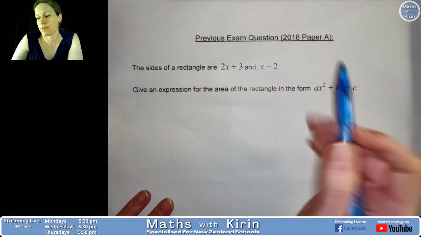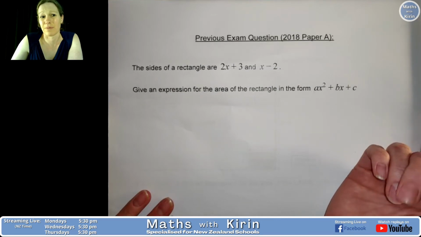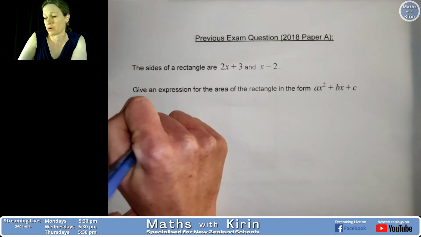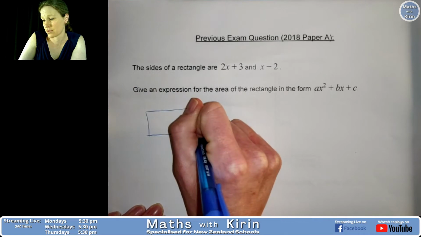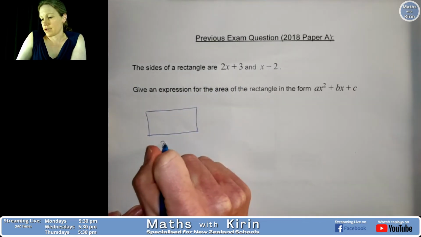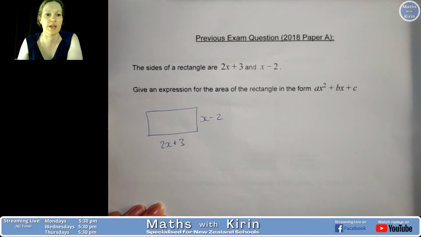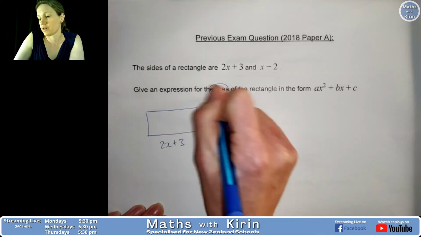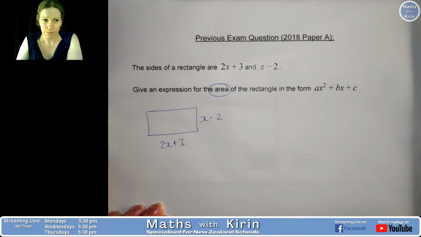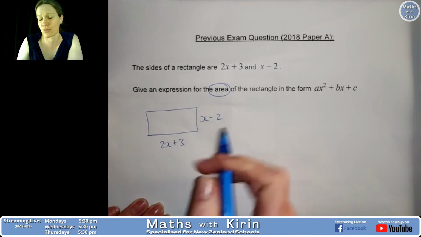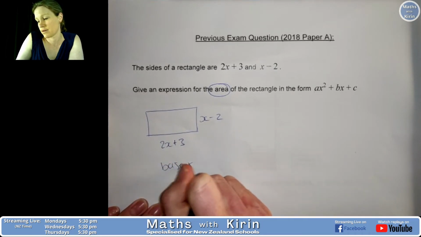If we just take a step back and think about our rectangle, some people find it helpful to have a little diagram. So if you think of a rectangle, one side is 2x plus 3, and then the other side is x minus 2. So that's what we've got. We want an expression for the area of our rectangle. So to find the area of our rectangle, we multiply base times height.